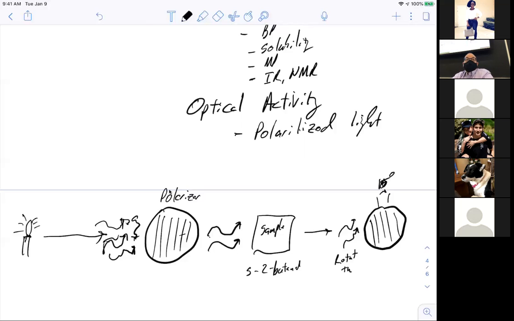This is different between enantiomers, okay? If we think about diastereomers, they have different physical properties, right? They can have slightly different boiling points. They can have slightly different behaviors, right? But in enantiomers, everything's the same except this optical activity, the way they interact.